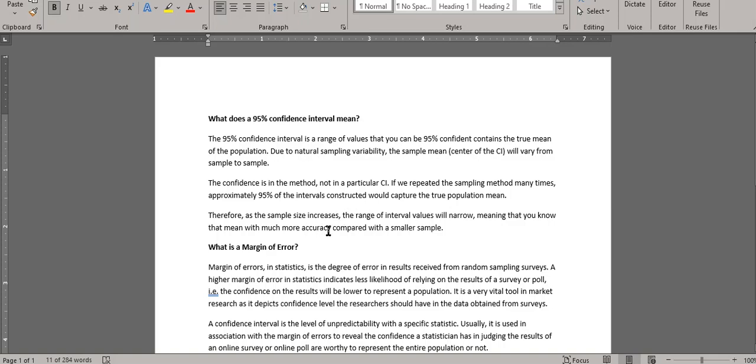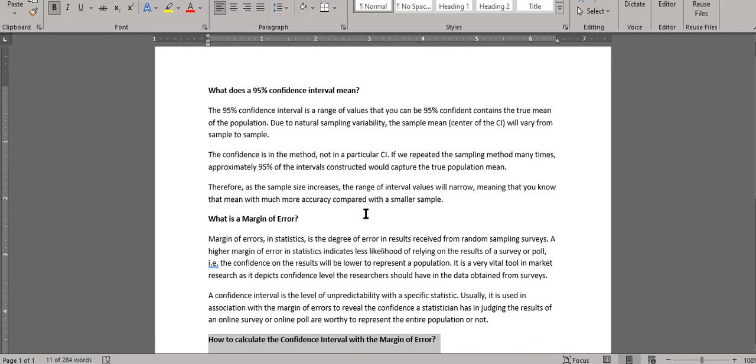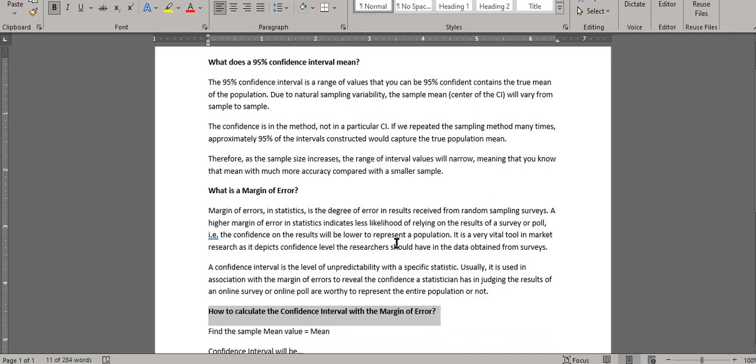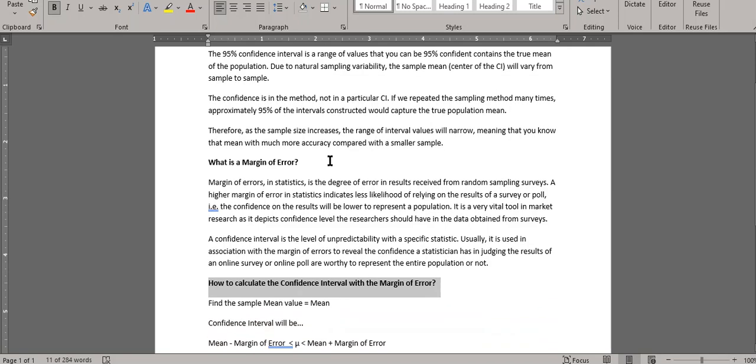Therefore, as the sample size increases, the range of interval values will narrow, meaning that you know the mean with more accuracy compared with a smaller sample. Okay, that answers part of that question that was in the discussion.